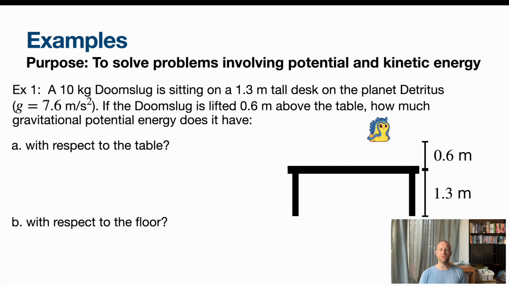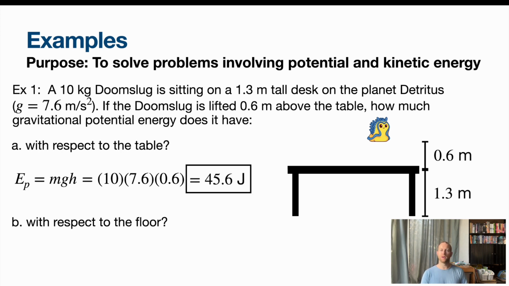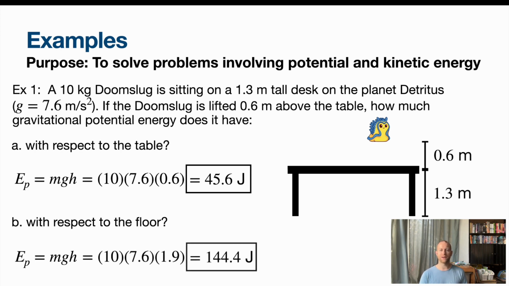If I want to know what is its potential energy relative to the table, when I do mgh, I want height as 0.6. So I'm needing the distance above the table. That's what I'm going to use here as h. There's your amount of joules relative to the table. So with respect to the floor, now my height is not 0.6. Now it's going to be 1.9. So I'm just adding those two heights together, and I get a different and larger potential energy because it's higher above the floor than it is the table. So that's how you can see it'll be different potential energies depending on where my reference point is.